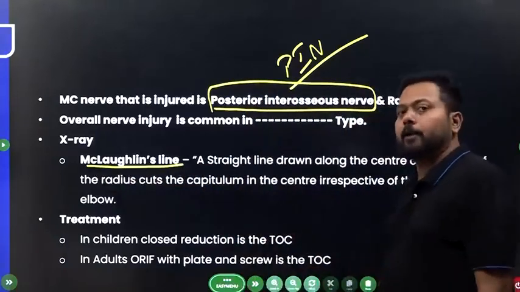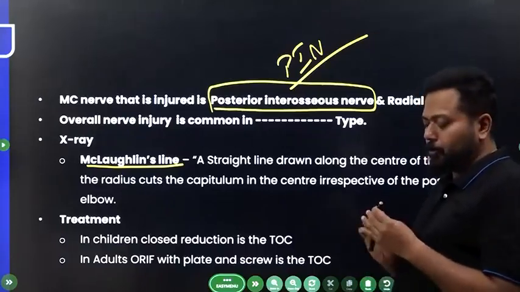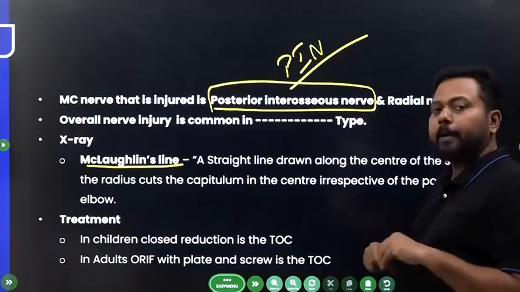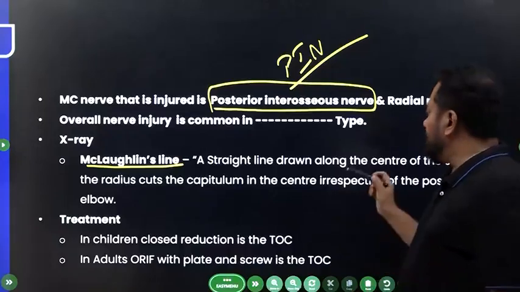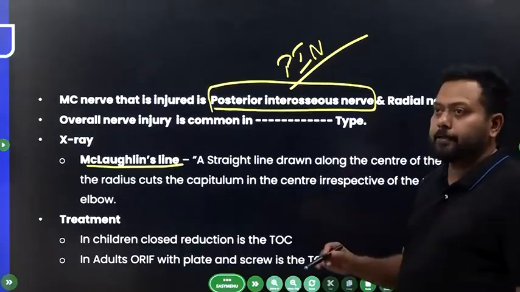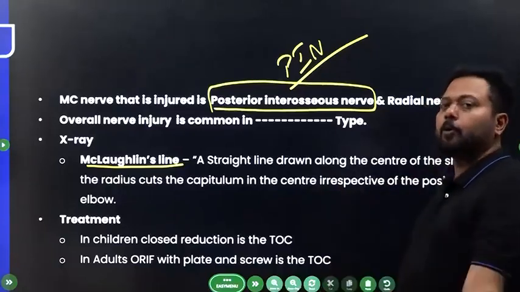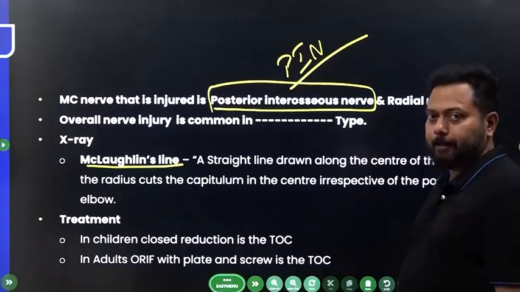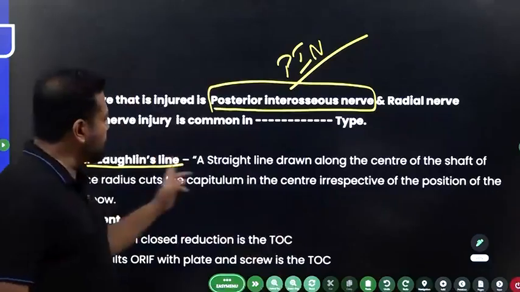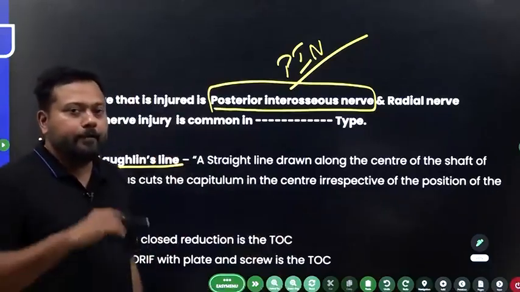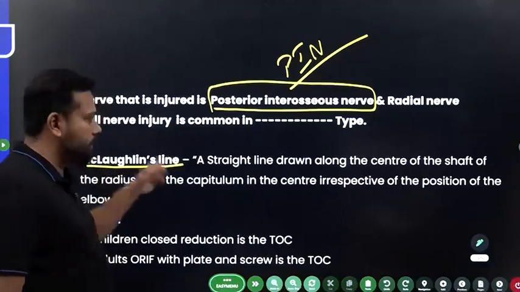Okay, right? And one thing you should know, McLaughlin's line. When you follow this McLaughlin's line in X-ray, we will never miss a Monteggia fracture, and Monteggia fracture no more can cheat us. What do you mean by that? A straight line drawn along the center of the shaft of the radius cuts the capitulum irrespective of position of the elbow. Elbow is flexed or extended, doesn't matter. If it is not cutting the capitulum, it says radial head is subluxated. So this is called McLaughlin's line.